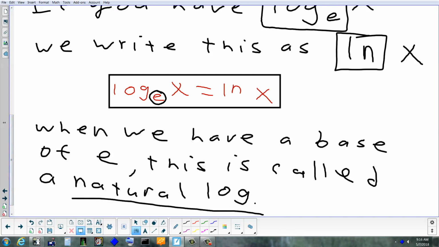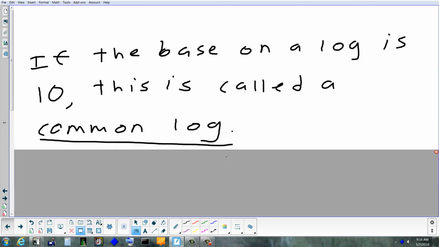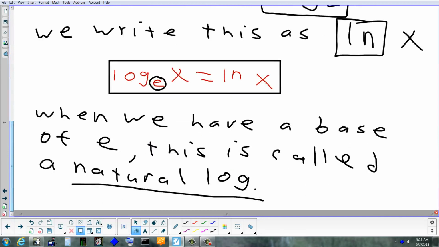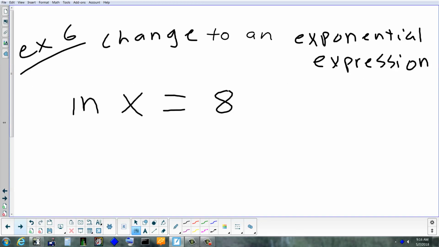So there's only 2 logs that we study that have special names. One of them has a base of E, and it's called a natural logarithm. The other one, we'll get to in a little bit. So any questions on that abbreviation? That's all it is. ln is just an abbreviation. Let's do the same kind of thing we did before. Let's change this to an exponential expression.